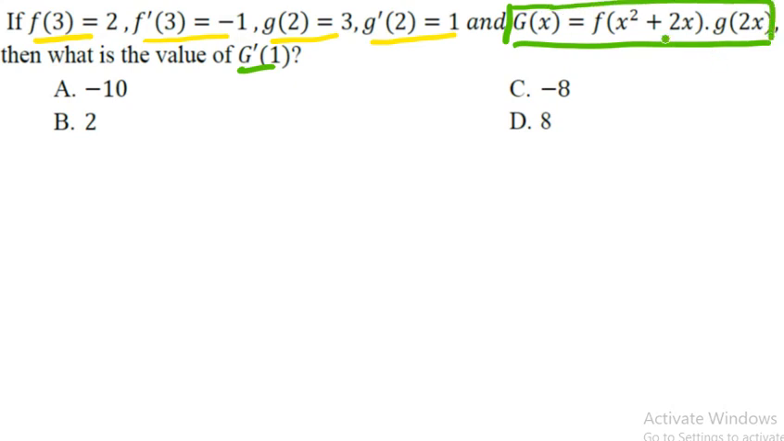So first of all, we have to derive this function. This function is a product of two functions, as you see. There are two functions. What and what? f of something times g of something, and that something is itself a function for each. So the chain rule will be applied here. So first let's derive capital G of x. G derivative of x means I'm going to apply the product rule, this one times this one.